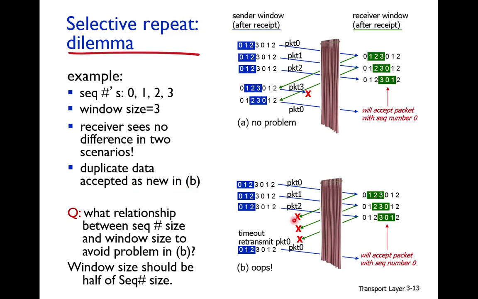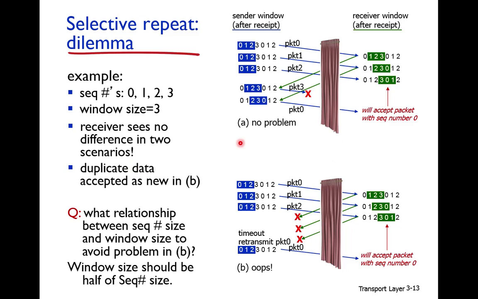In figure B, this packet number 0 is a duplicate, but it is accepted as the fifth packet, as a new packet. Here the packet 0 is expected as a new packet, and it also is the new packet, the fifth packet, so it is correct. But here it is not the fifth packet, it is the first packet, retransmitted. Packet number 0 is retransmitted, but the receiver considered it as a new packet.